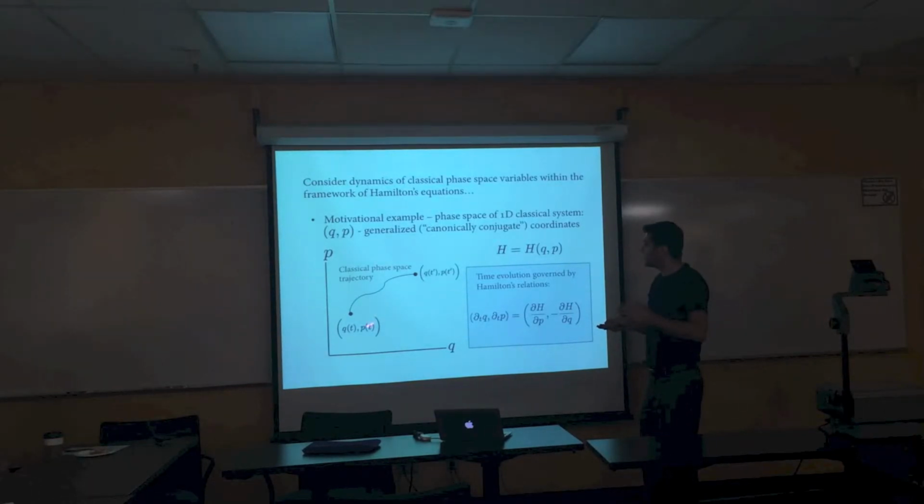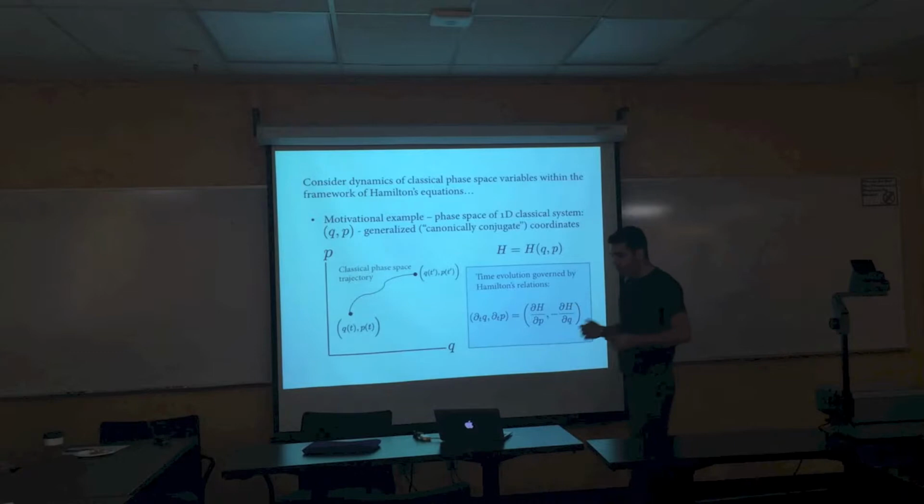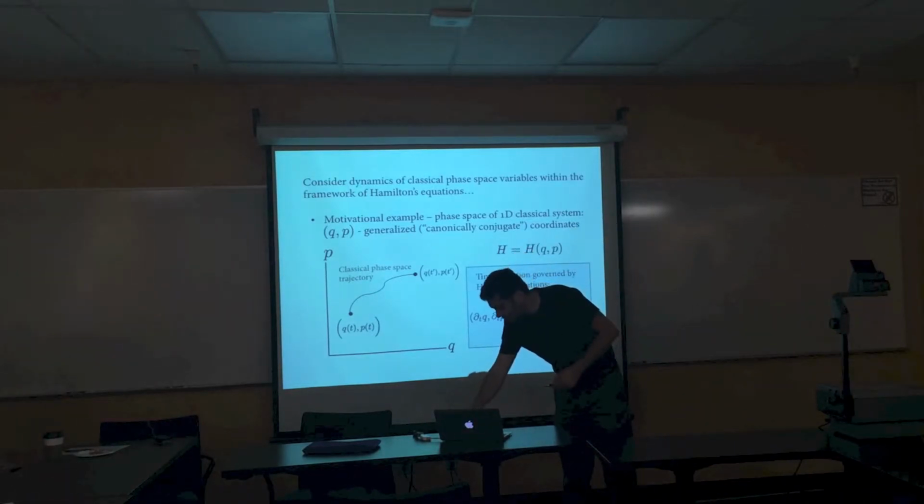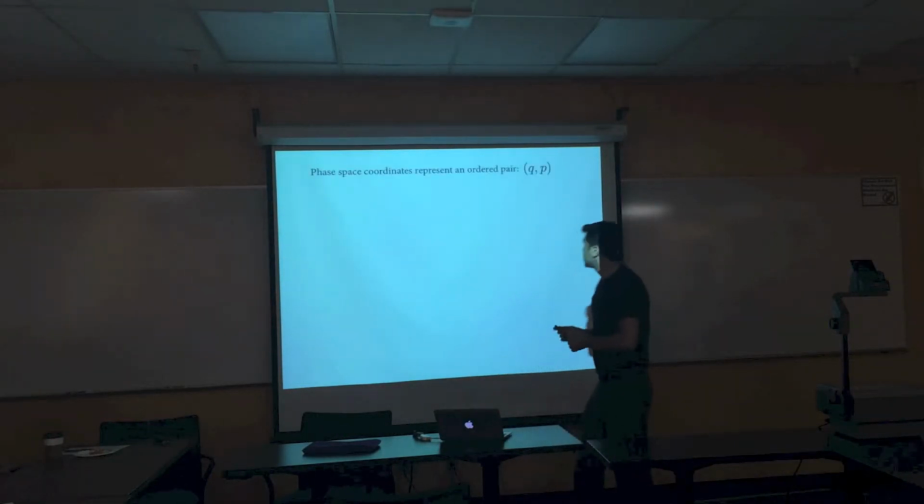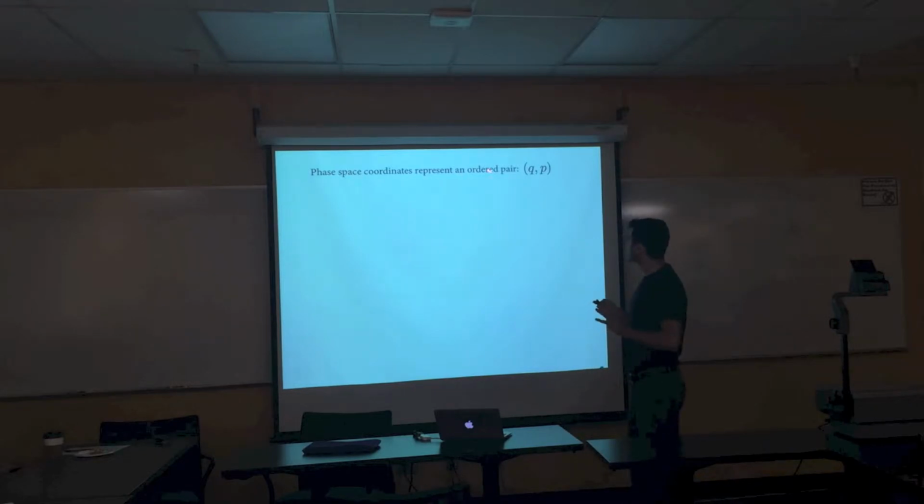So we can think about these as phase space coordinates. And for the moment, forget about the physical picture of momentum and position. Okay? So we have a phase space coordinate represented by an ordered pair, Q, P.